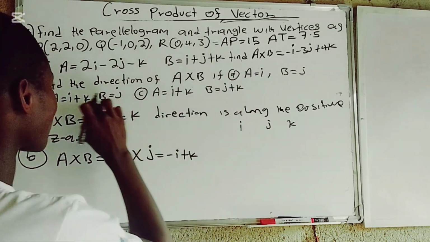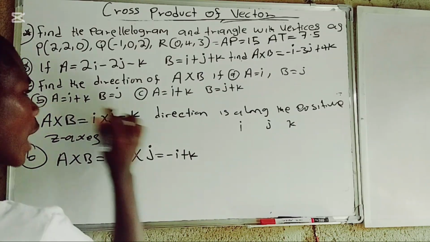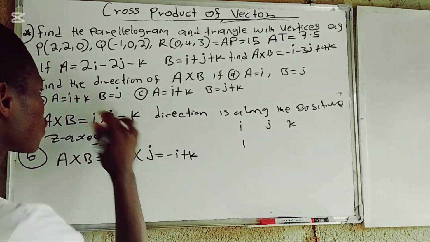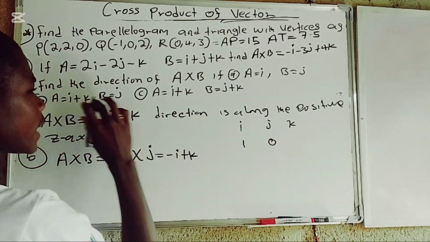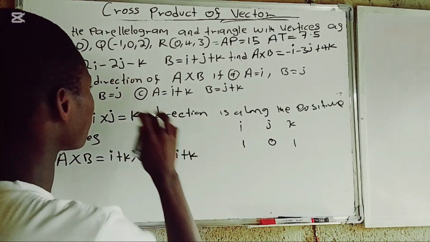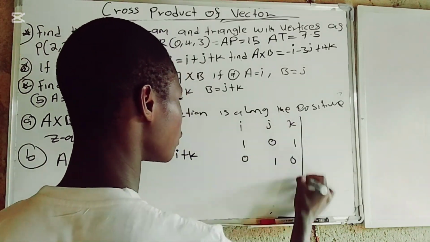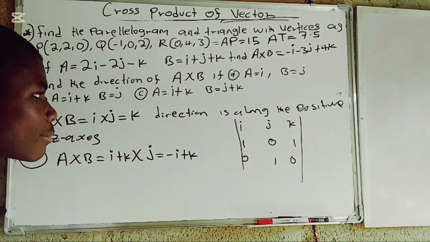So I'm giving A as i and k. I'm not giving j. So I only have i, which is 1, j, which is 0, k, which is 1, guys. And therefore for B, B is only j, so j should be 1, and here will be 0, here will be 0, guys. Try to be smart.